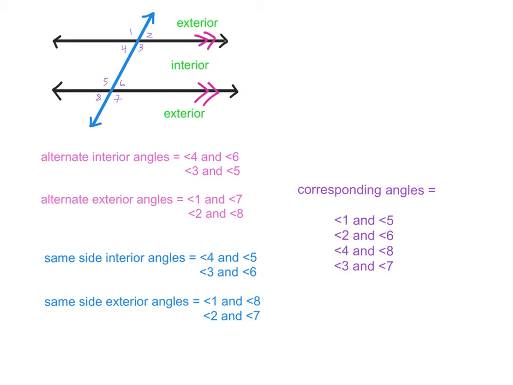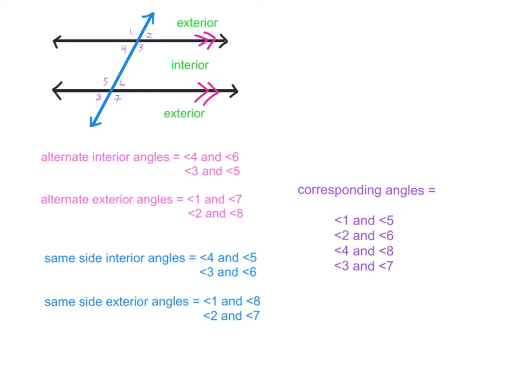Okay, so just take a look and quick review and make sure you can name your alternate interior angles, your alternate exterior angles, your same side interior angles, your same side exterior angles, and lastly, your corresponding angles. Okay, so later in this chapter, we will discover different properties that these angles hold. We will discover their relationships. Are they congruent angles? Are they supplementary angles?